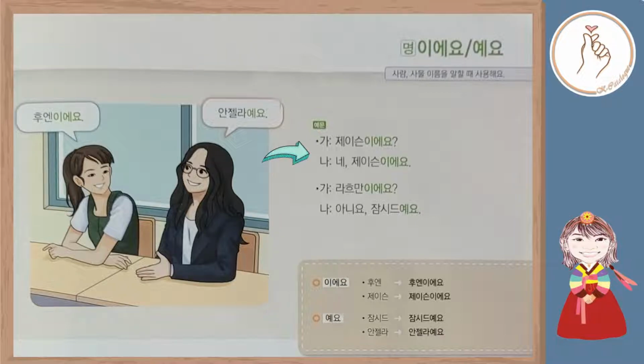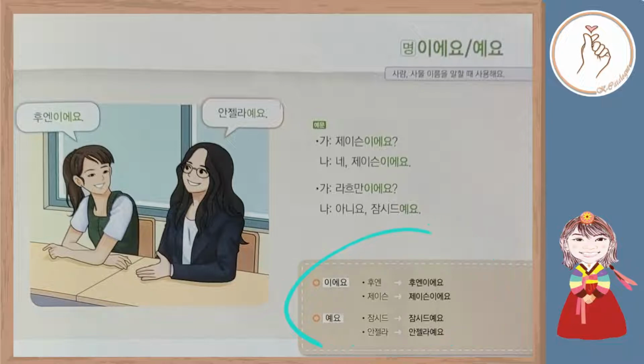Now, let's check yung ating another example. So, may conversation. Sabi ni Ga, Jason ieyo. So nagtatanong siya, are you Jason? And then sumagot si Na, ne, Jason ieyo. Yes, I'm Jason. Another example sa baba, Rahman ieyo? Are you Rahman? And then ang sagot ni Na, Aniyo, Jamshid yeyo. No, I'm Jamshid. So ieyo, ginamit siya sa pangalan ni Huen and ni Jason. So that's Huen ieyo, Jason ieyo.